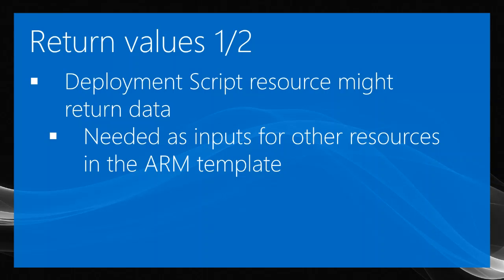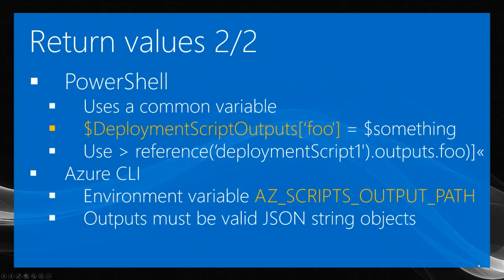And then, of course, deployment scripts can be used to look up values or to execute things, and then we can definitely configure return data that is then returned and can be used in some other ARM template resources. Now, depending on the language you're using, so depending on if you're using PowerShell or Bash using Azure CLI, this works a little bit differently.